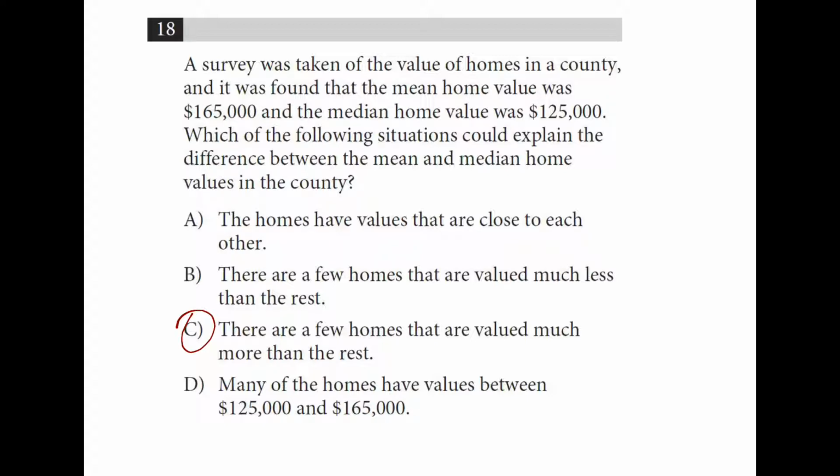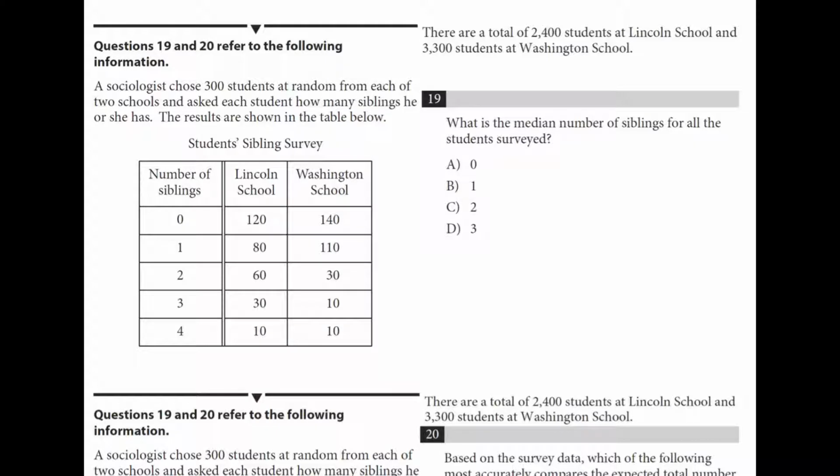The example in the question has a mean that is larger than the median. And so an appropriate conjecture is that large outliers are present in the data. That is, there are a few homes that are valued much more than the rest. 19. What is the median number of siblings for all the students surveyed? How many students were surveyed in total? 300 from two different schools, so a total of 600.